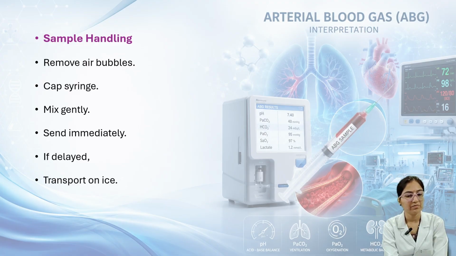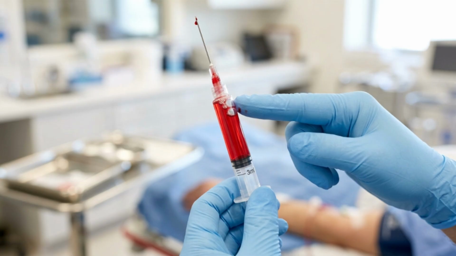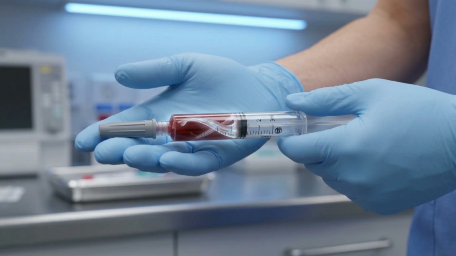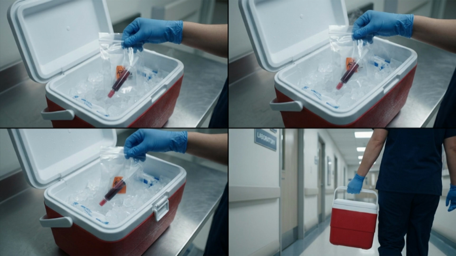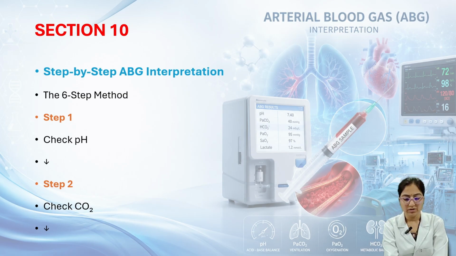Next, sample handling. How to handle it? Remove air bubbles. Cap the syringe. Mix gently. Send immediately. If delayed, transport on ice. Next, we'll see step-by-step ABG interpretation.